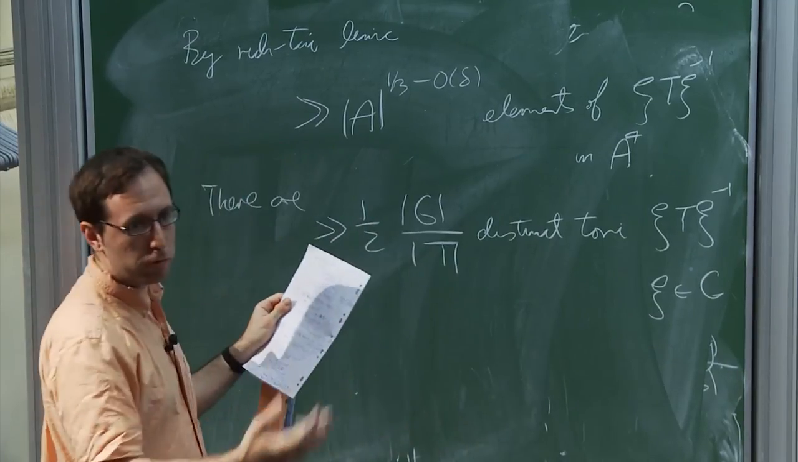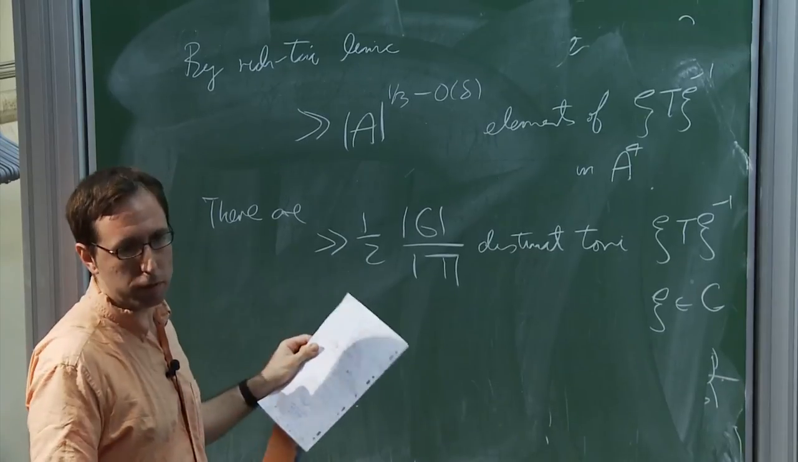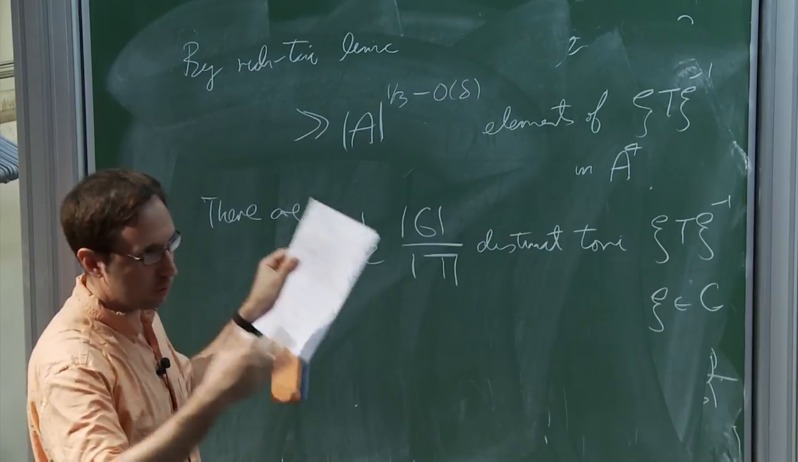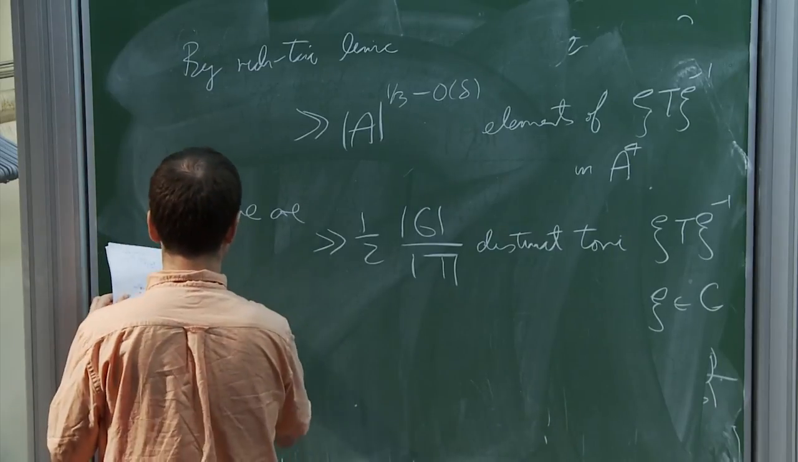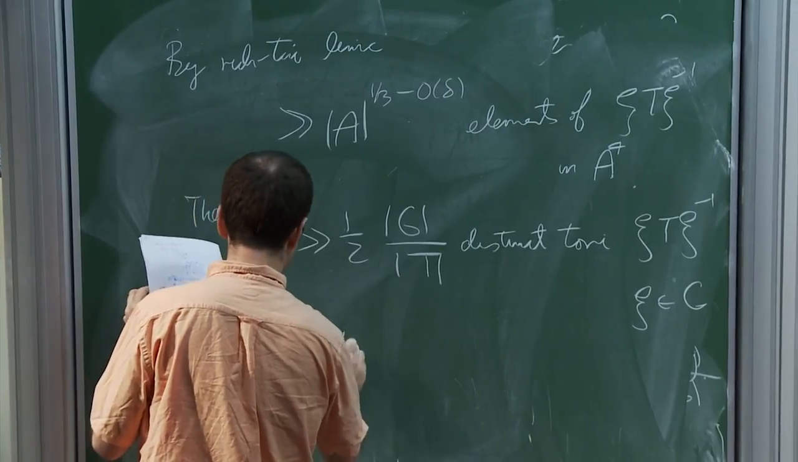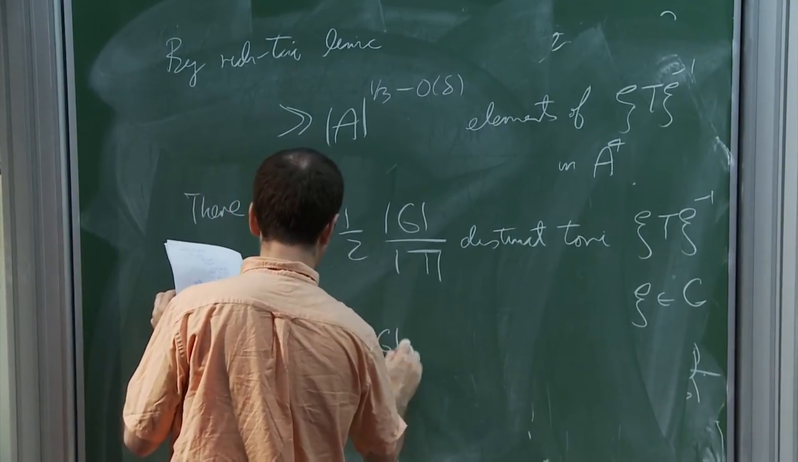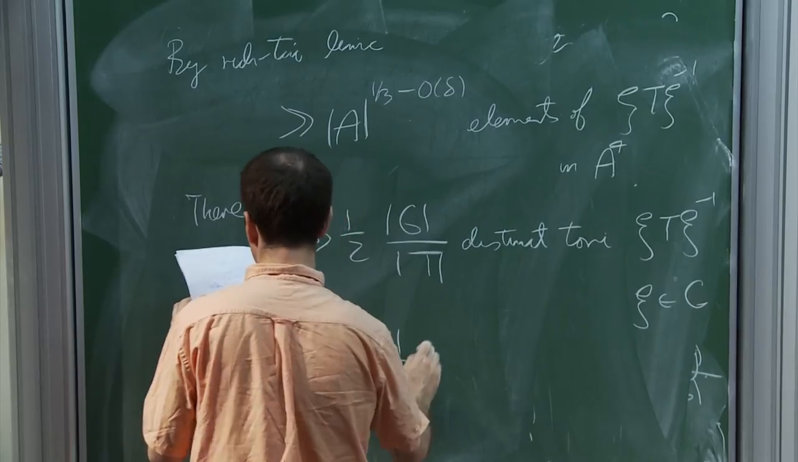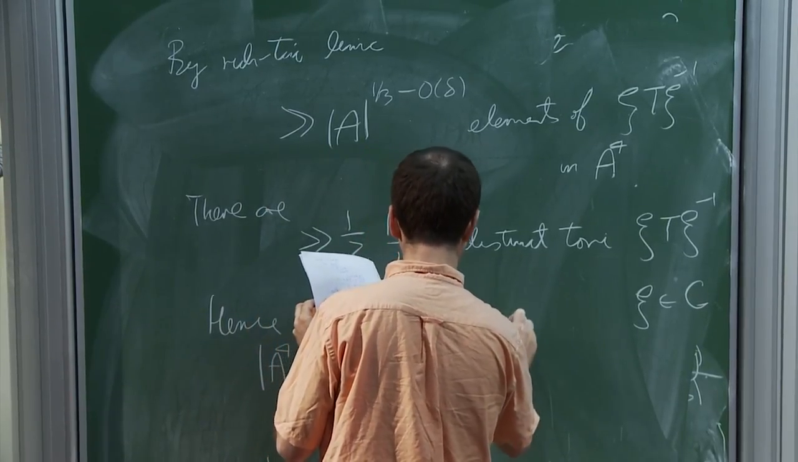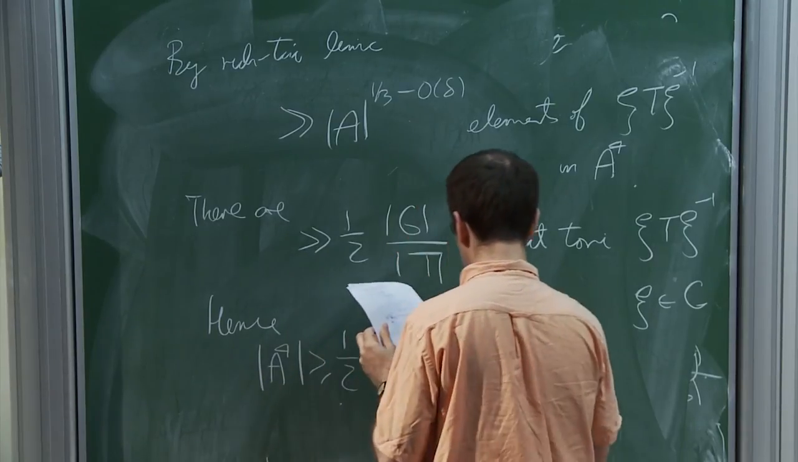So you have a lot of tori, all of them rich. They intersect only at the identity, so you've got a lot and a lot of things all over the place. Hence, they are all in A to the fourth, right? This is the number of tori times A to the number of things we have in each torus, minus 2, we delete the identity, plus minus.